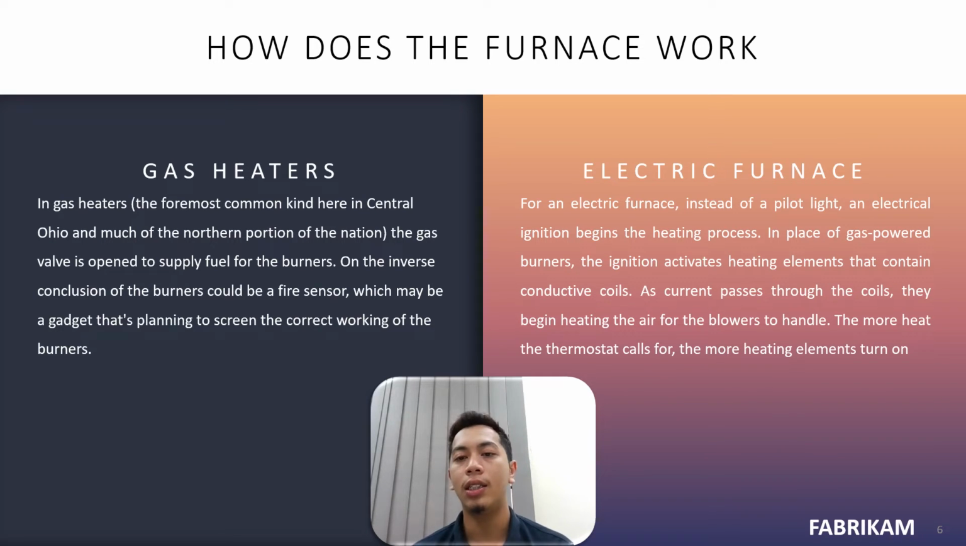Number 2 is electric furnace. For an electric furnace, instead of a pilot light, an electrical ignition begins the heating process. In place of gas-powered burners, the ignition activates heating elements that contain conductive coils. As current passes through the coils, they begin heating the air for the blowers to handle. The more heat the thermostat calls for, the more heating elements turn on.